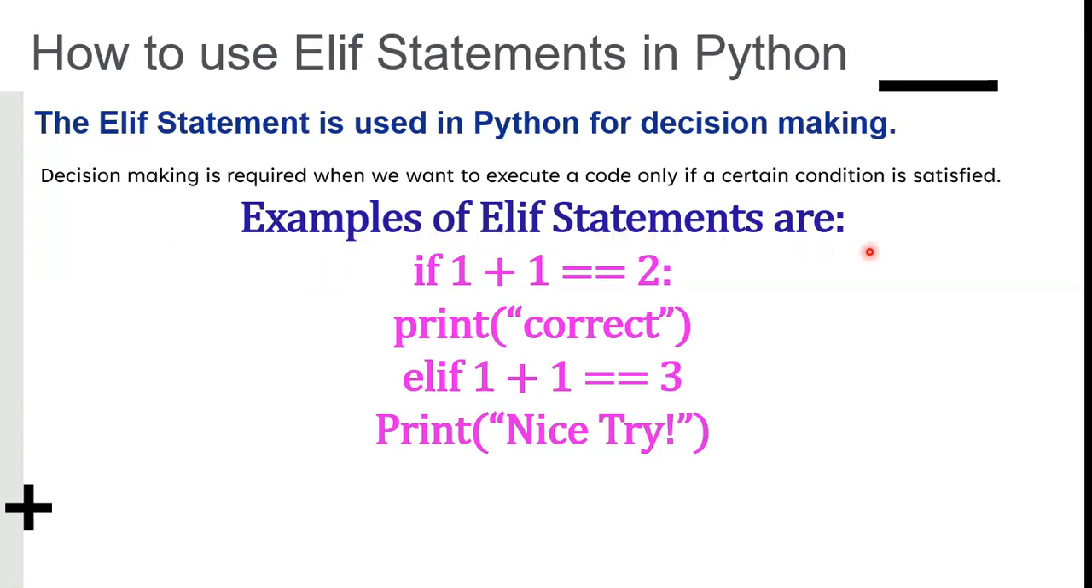Examples of Elif statements are: if 1 plus 1 is equal to 2, print correct. Elif 1 plus 1 is equal to 3, print nice try.